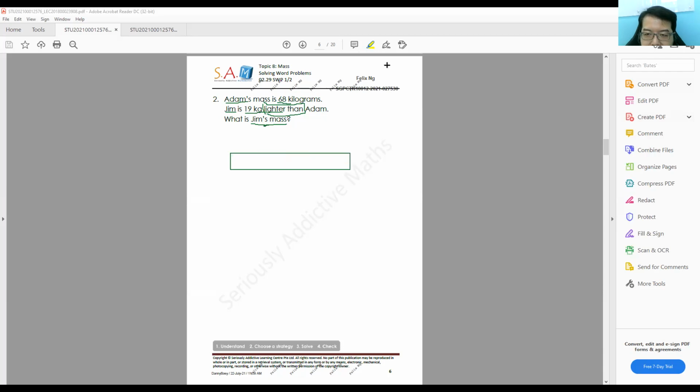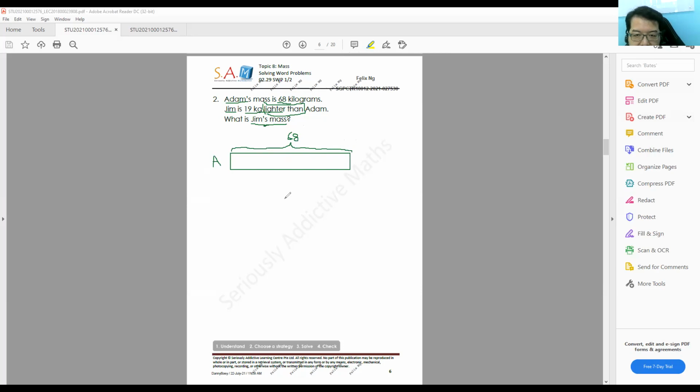So this will be Adam. Remember to label it properly, right? Adam, complete the labeling for each sentence, sentence by sentence, before you move on to the next one, right? So Adam is 68 kilograms, okay? Yep. And then now we need to draw Jim, right?